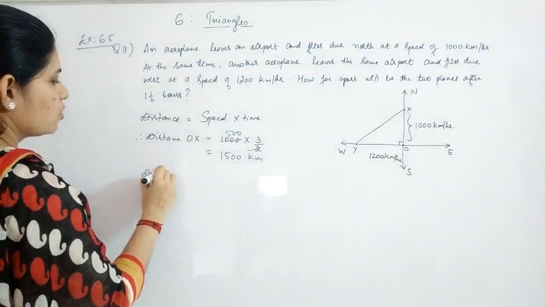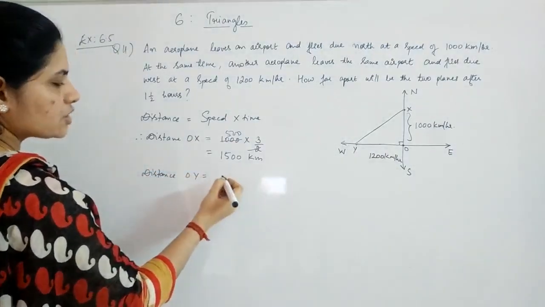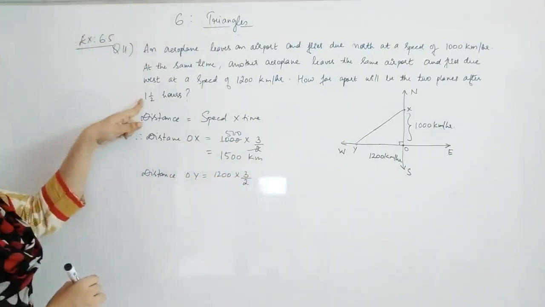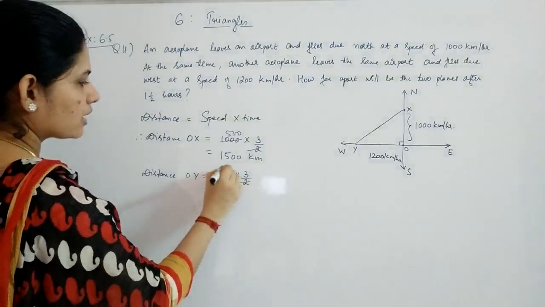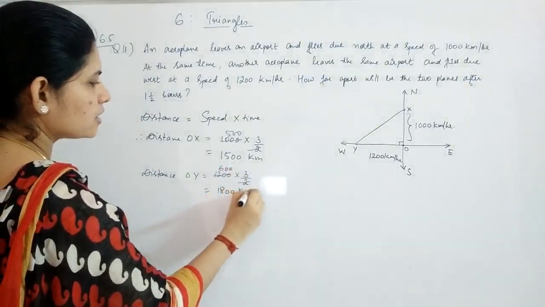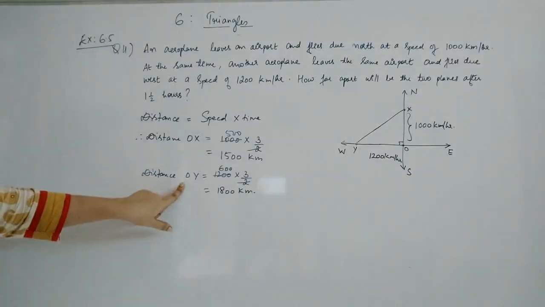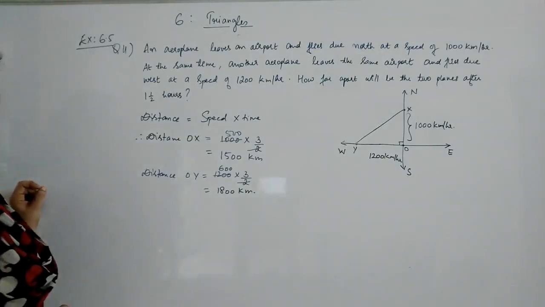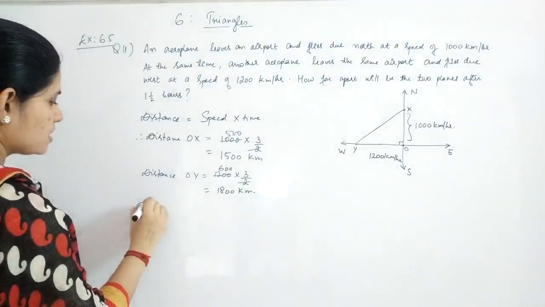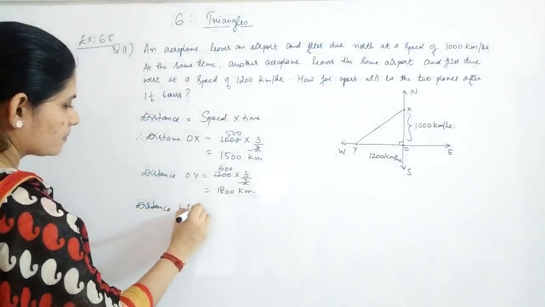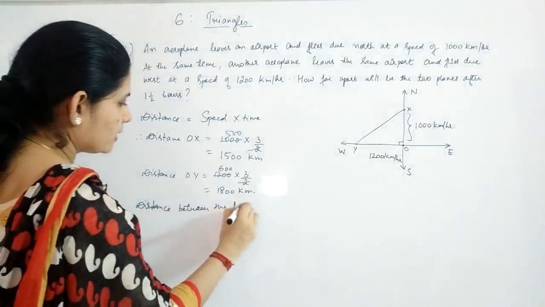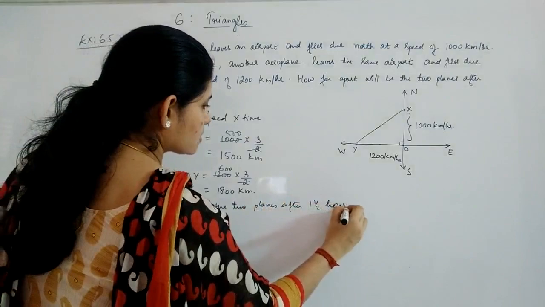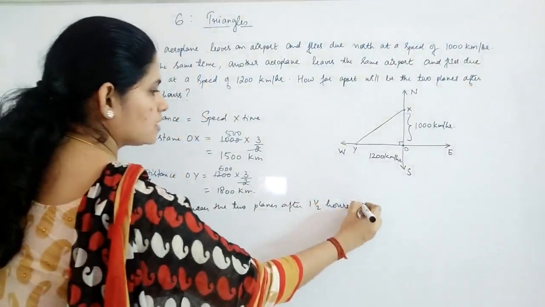Now the distance OY will be, again, speed into time. Its speed is 1200 into the time taken, which is 1.5 hours, 3/2. So you are getting it to be 1800 kilometers. Now you got OX and OY, so you can use your Pythagoras theorem and find out XY, which is the distance between the two planes after 1.5 hours.